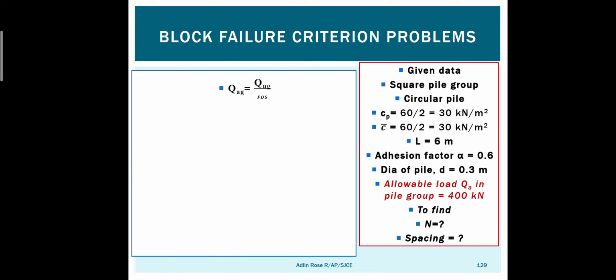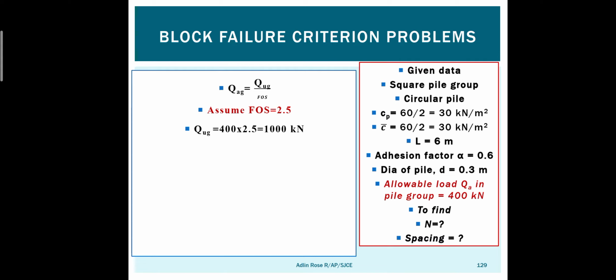Okay, we know that the allowable load of the pile group is equal to the ultimate load of the pile group divided by the factor of safety. The factor of safety you can assume to be 2.5 or 3. You can take any one of the two values. So I am assuming 2.5. So you get ultimate load equal to 400 into 2.5, that is equal to 1000 kilonewton, the ultimate pile group capacity.